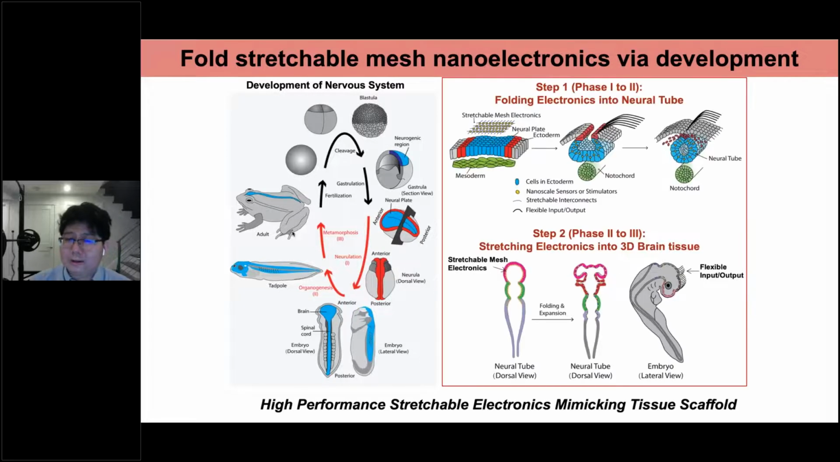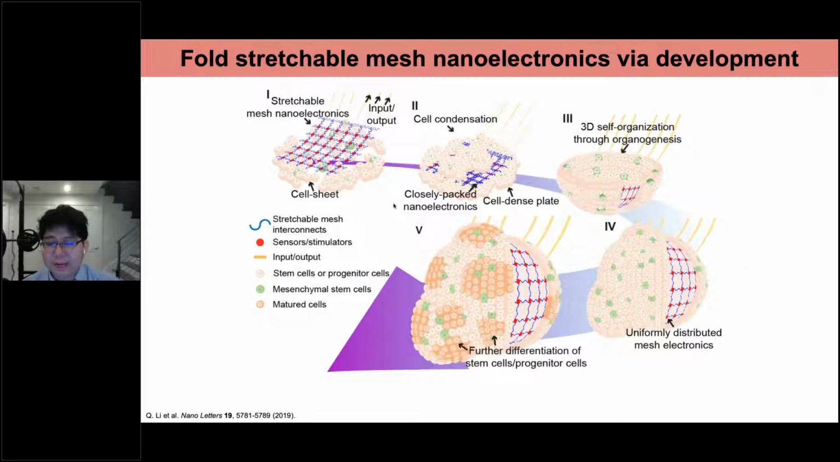So if we can make a stretchable mesh nanoelectronics that is so soft that it can be stretched by the tissue development, we may have a chance to integrate those electronics with the neural plate. And when the neural plate folds into the tube and ultimately the 3D tissue, it will distribute the sensors across the entire 3D volume of the brain for this seamless integration. So we have this idea, and we start with the stem cell in vitro model to test if it is working.